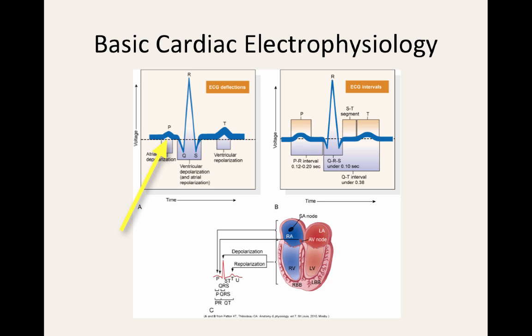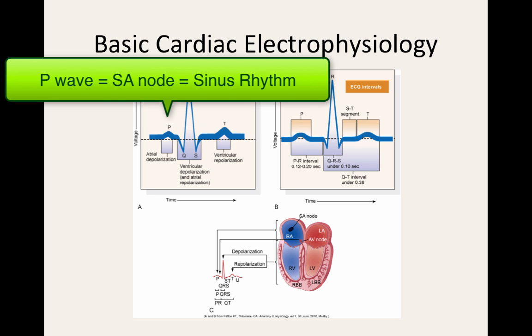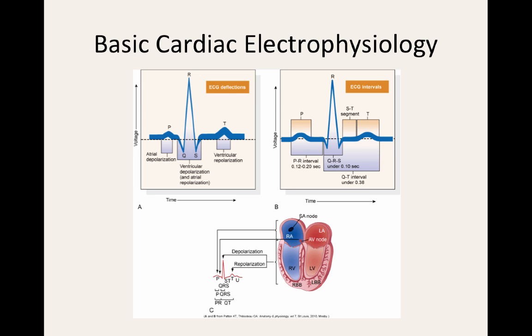So the P wave, when you see a nice upright P wave, which occurs before a QRS, represents atrial depolarization, and that represents the SA node firing. So if you see a P wave on the EKG, then what you have is sinus rhythm. That is why we call it sinus rhythm, because we are looking for a P wave. If you have an upright P wave, you have sinus rhythm. If you do not have a P wave on your EKG, then you do not have sinus rhythm.